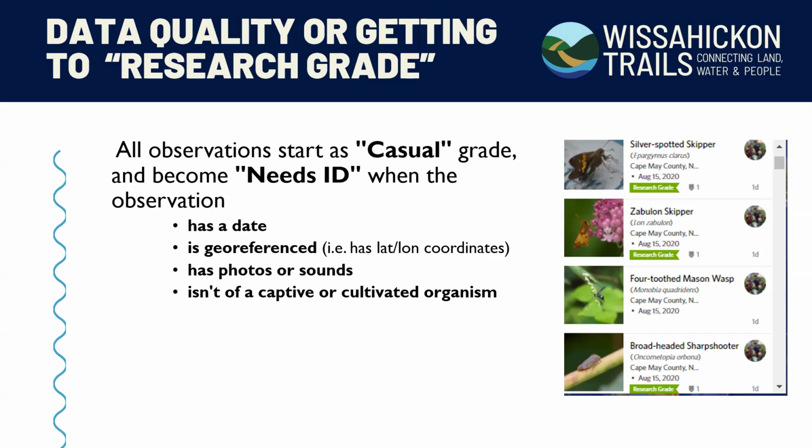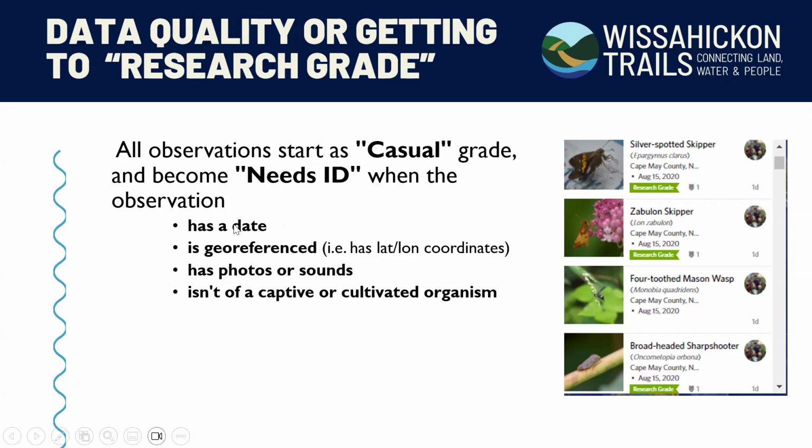So what the system wants to do is to get everything to what they call research grade. And we're going to talk about what that means in a second, but there are 3 levels of identification and categorization of the data quality in iNaturalist. Casual is where all observations start. If you're missing any one of these 4 things, or it is a captive or cultivated organism, it will stay as casual the whole time. It will never move further than that.